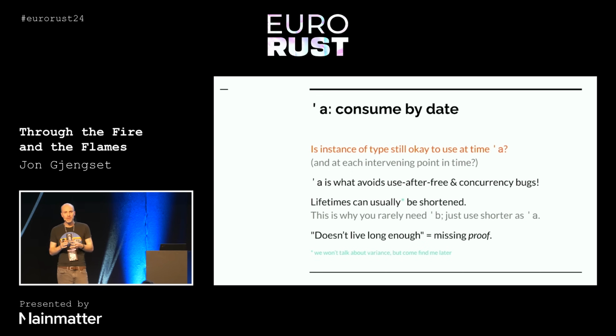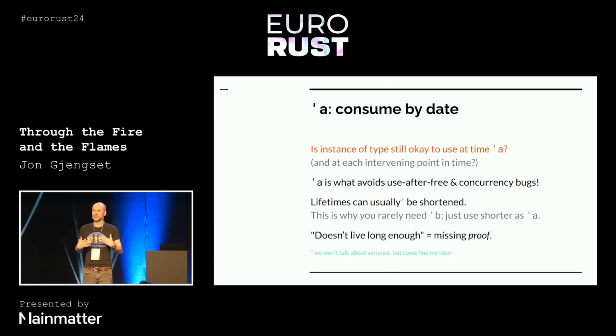Lifetimes are the primary mechanism that allows Rust to avoid use-after-free and allows it to avoid concurrency bugs. It is the thing that makes sure that you do not have two mutable references to something at the same time. It is the thing that ensures that you don't try to use something after you've dropped it. That is what lifetimes are for.